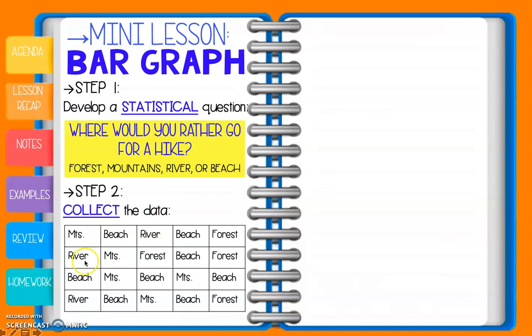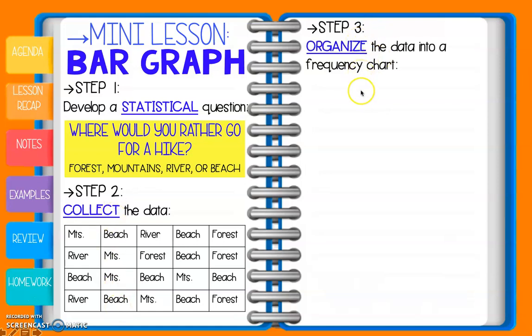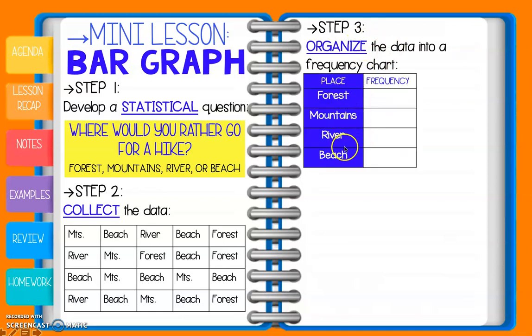So here's our data set that we collected, and this is the responses that we got about where people would like to hike. Okay, so after we have our data, we're going to organize our data into a frequency chart. So on our frequency chart, we're going to have our categories on the left, and then we're going to have our frequency on the right, and our frequency we're going to denote with tally marks.